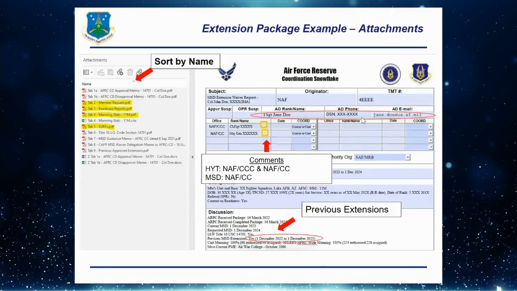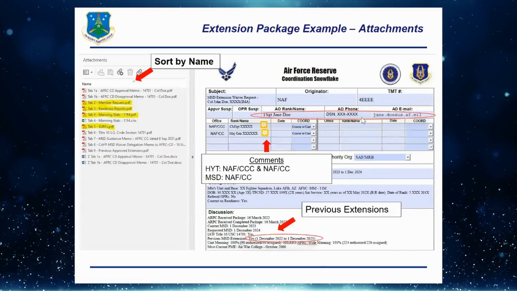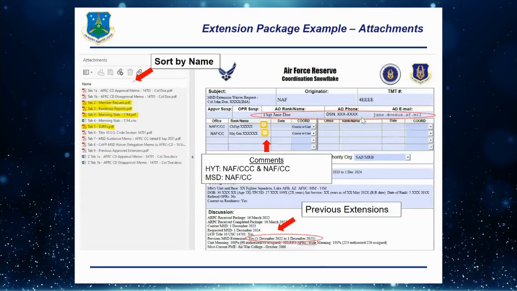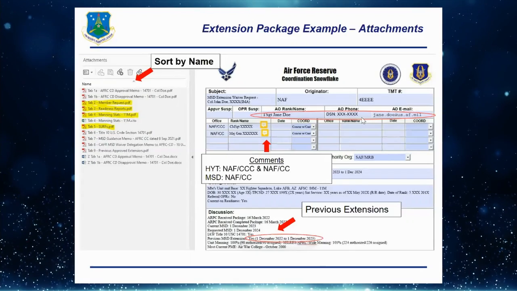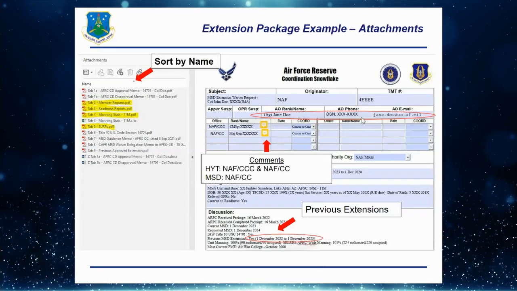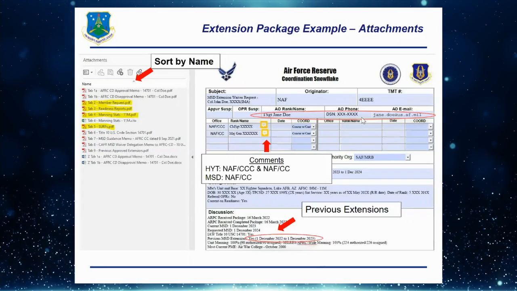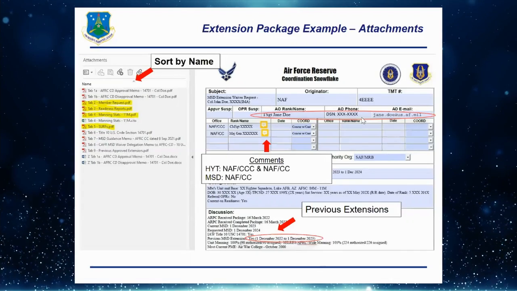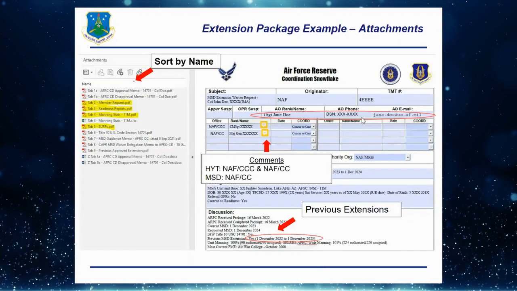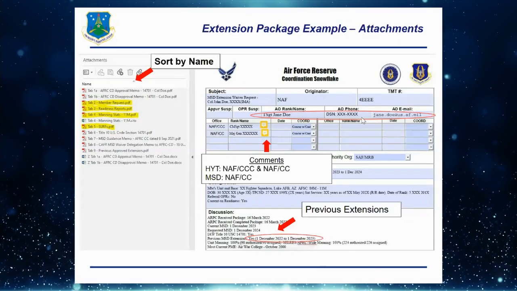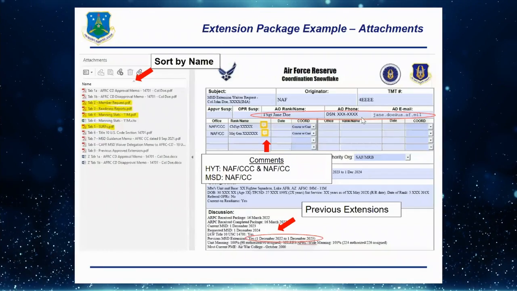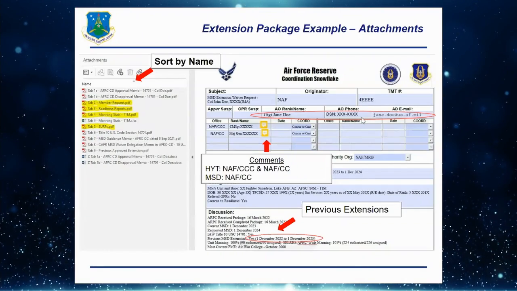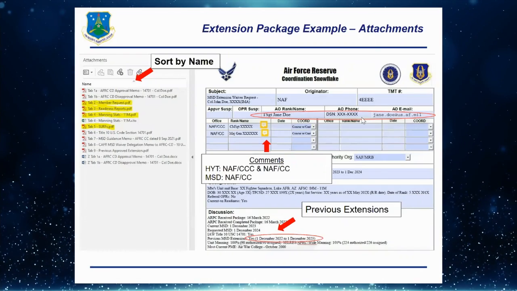Okay, we're going to take a look at a package example. This is one that I kind of altered. This is a 14701 MSD package, but it applies to all the packages. If you look on the left side, I have the attachments listed. If you sort by name, this is how they should stack up. Now we have templates out there. All you have to do is replace the name in the template and everything should be good to go.